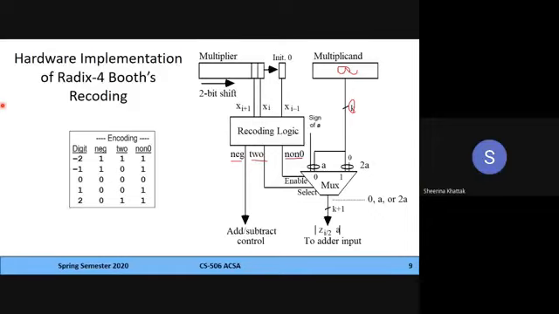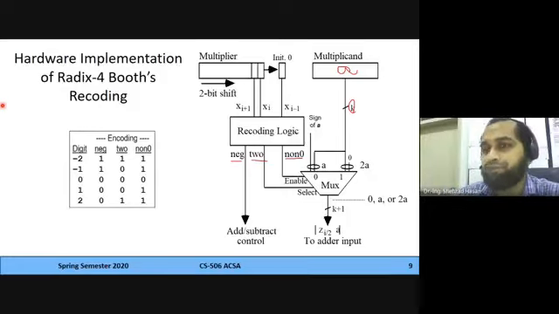Yes, sir. The three signals, non-zero, two, and negative. Please, can you explain them again? Okay, so when we're talking about recoding logic here, that's a simple circuit that you can design yourself. For that, you need some basic knowledge about digital logic design, and every one of you has that knowledge. We have three inputs coming in, which are the multiplier bits, and we discussed how to convert a 000 into a 0, 111 into a 0, and 001 into a 1, and similarly for other inputs.